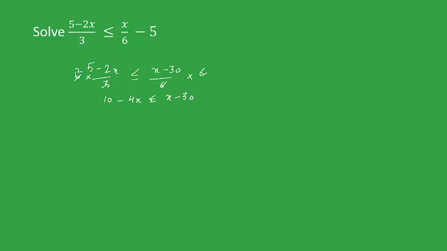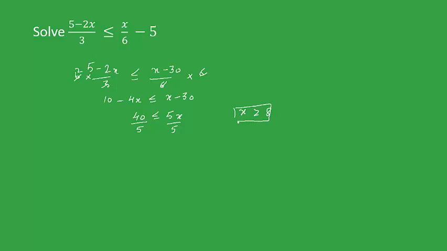Now we can add and subtract numbers simply. This follows the same procedure as doing it with an equality. So simply take this 4x to this side and 30 to this side to obtain 40 less than or equal to 5x. Now we can simply divide by 5 so that we have the solution. Because 5 is a positive number, we have x greater than or equal to 8 as the solution.